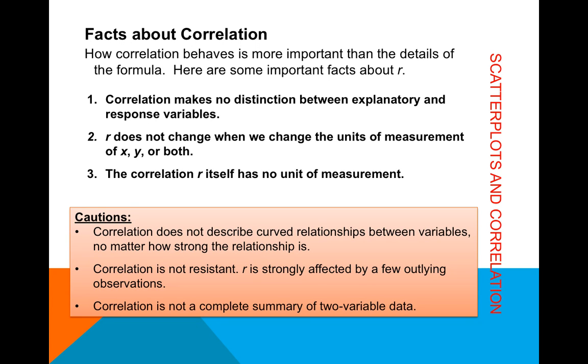Correlation is non-resistant. So if you have outliers, it can drastically impact your correlation, kind of like that child in the scatter plot in the previous lesson, where it was a very strong outlier or a very large outlier in the X direction, and it really did increase the correlation when we included that point.